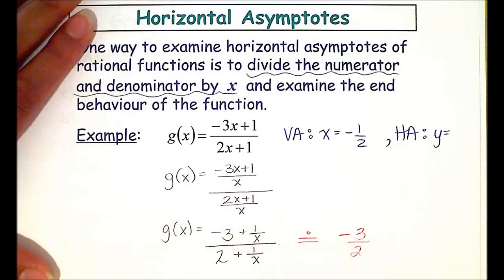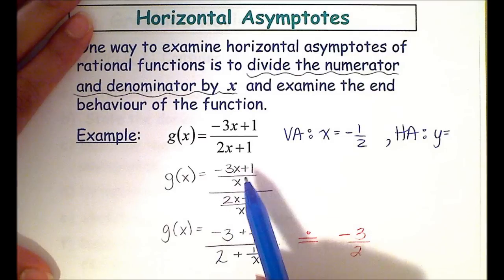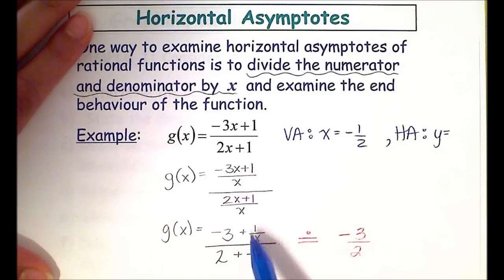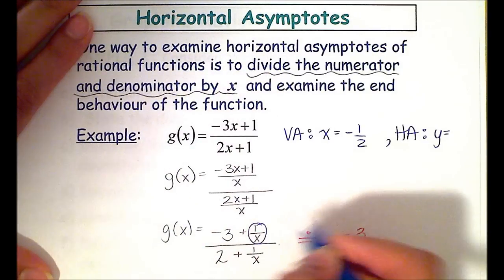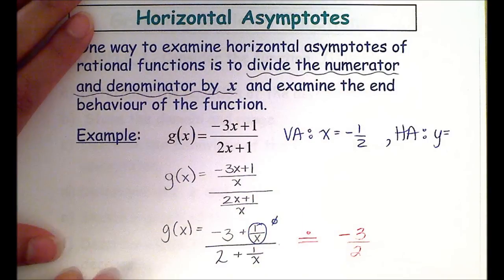And if you simplify that, what you end up with is -3x over x is -3, 1 over x is 1/x, and then 2x over x is 2, and 1 over x is 1/x. And so think about what happens if you plug in very, very large numbers for x or very, very small numbers for x. What ends up happening to this term here in the numerator is that it starts to approach 0. So it ends up being very negligible in comparison to that -3.